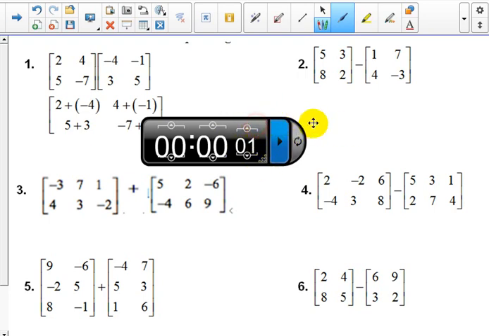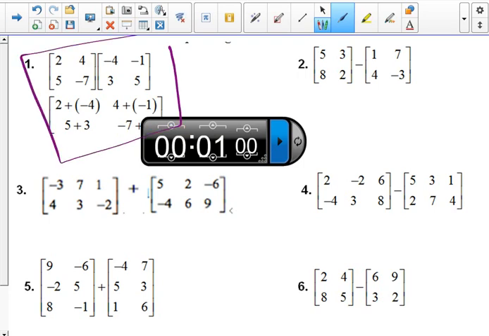Come on. It's not letting me move it. Oh my goodness. Okay. Come on. All right. Well, I don't know. I'll just write over it.